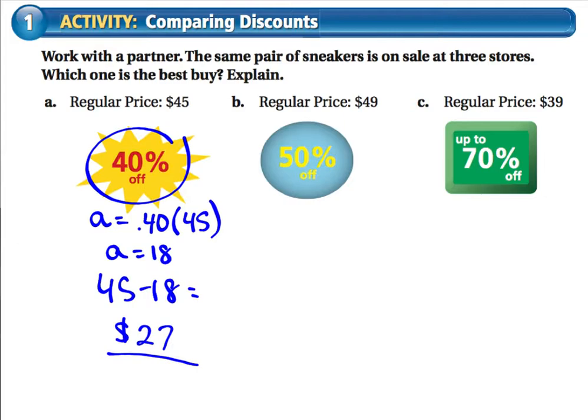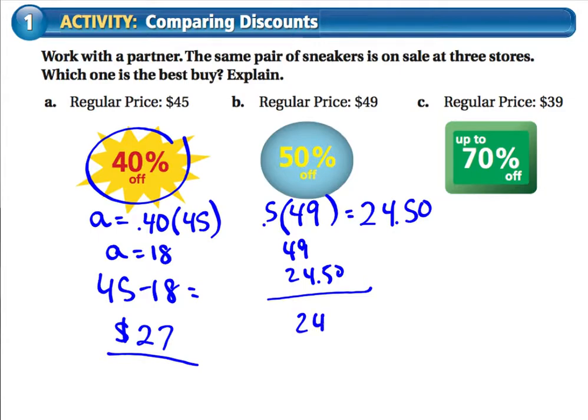On the second store, it looks like they're doing $49 at 50% off. So $49 times 50% off is $24.50 off. If you take 49 minus the $24.50, interestingly, you get $24.50. And that should make sense. If you get half off, you pay the other half. So far that is the best deal, but let's check the last one.